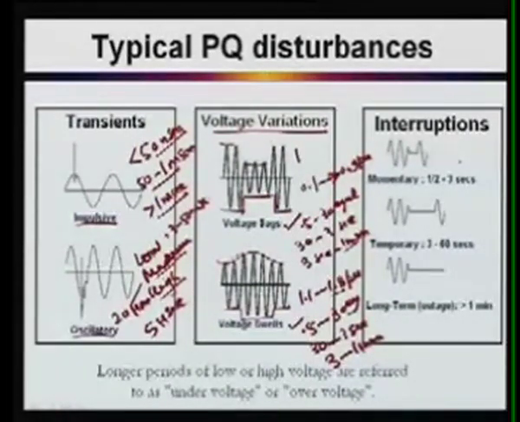Now let us come to your interruptions. Normally these interruptions are also known as long duration voltage variations. Here the interruption can also be classified into three categories: momentary, temporary, and long term. If the interruption is from half a cycle to 3 seconds, then it is called momentary. If it is from 3 seconds to 30 seconds, then it is called temporary interruption, and if it is more than 1 minute, then it is called long term, or normally finally it is known as an outage. So this is your interruption.